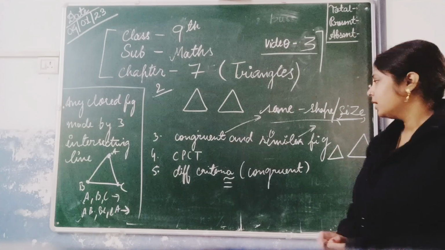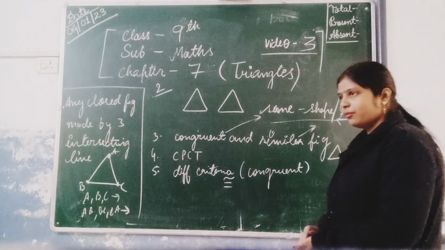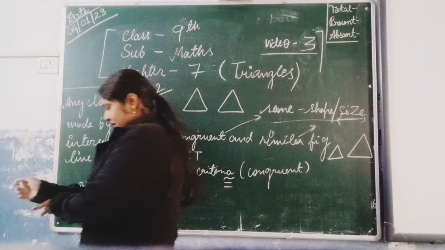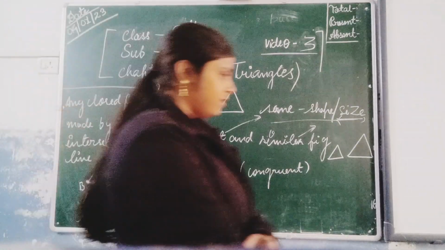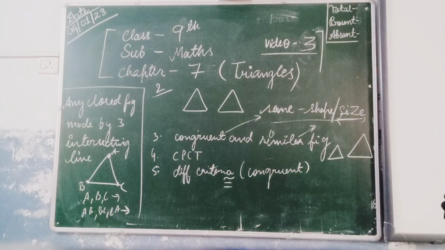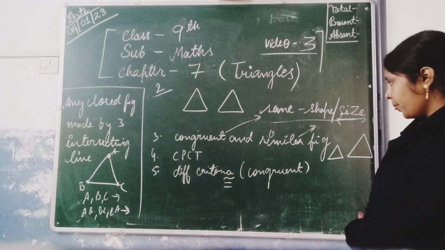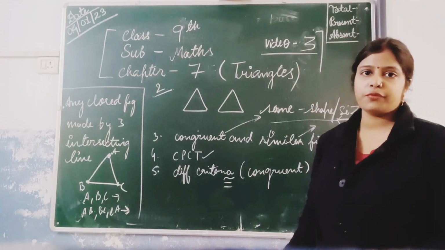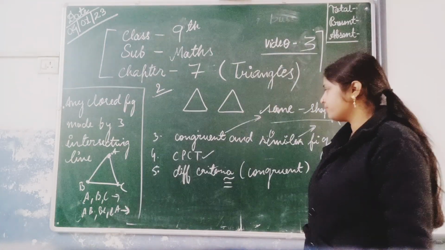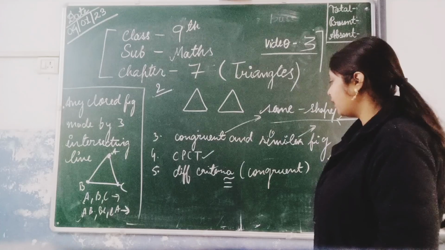Fourth point is CPCT. Most of you know everything, but those students whose concepts are not clear, please revise this video very well, so that your concepts will be clear. Okay, CPCT means corresponding parts of congruent triangles. The corresponding parts of the congruent triangles.